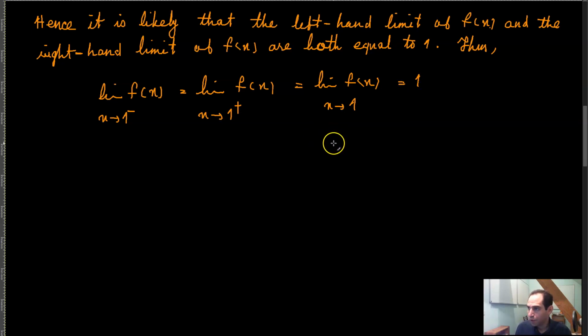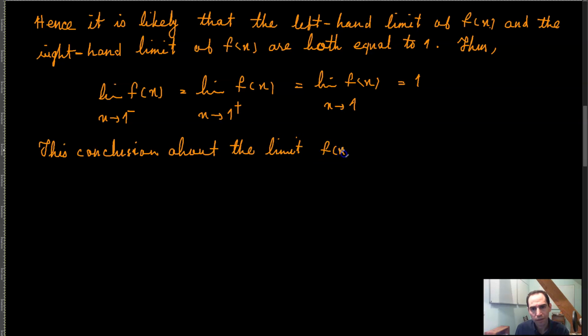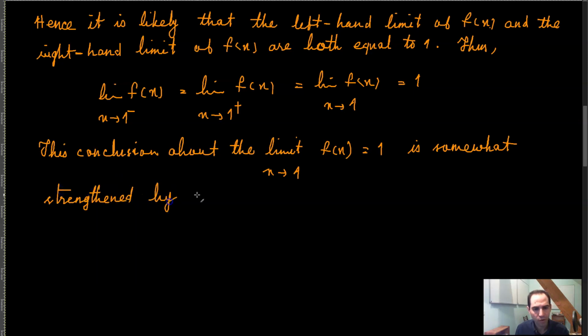And of course, this conclusion about the limit being equal to 1 is somewhat strengthened by seeing the graph of this function, which is given in the following figure. So this conclusion about the limit of f of x as x tends to 1 is equal to 1 is somewhat strengthened by seeing the graph of the function f of x.